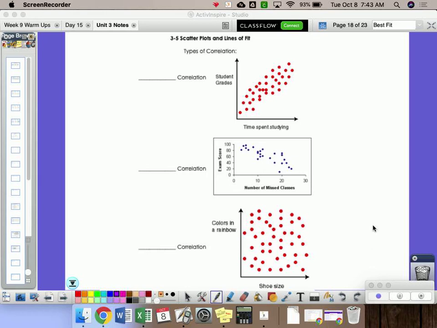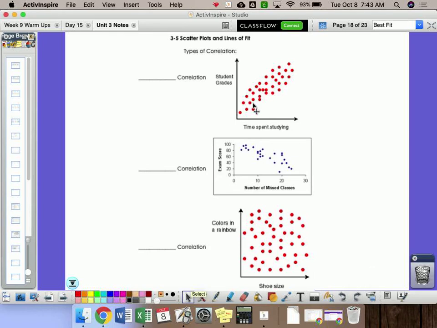Lines of best fit. So let's look at these first three examples. We're looking for correlation, so kind of a pattern in which way the data is going. Is it matching some sort of linear pattern? If I look at the first one, I can see that it is going up over time. As time spent studying goes up, your grade is also going up. So this is called a positive correlation.